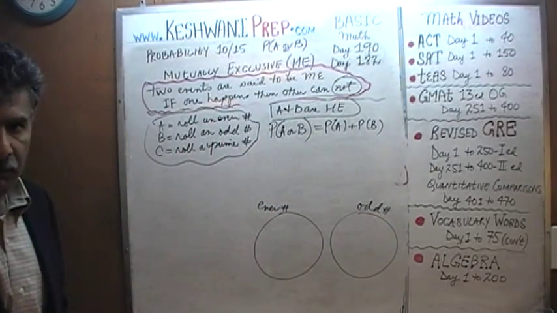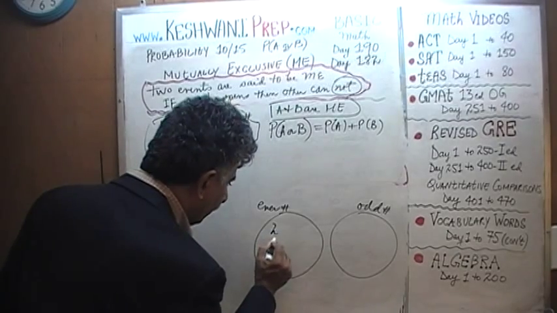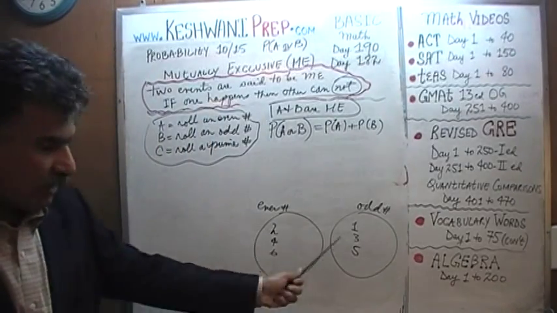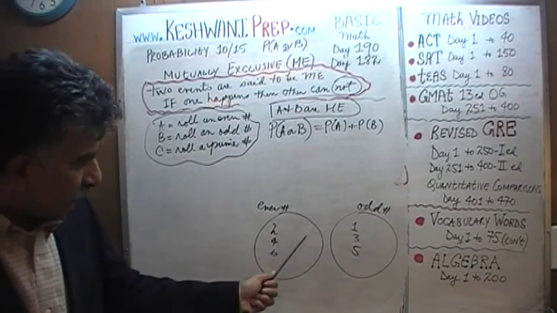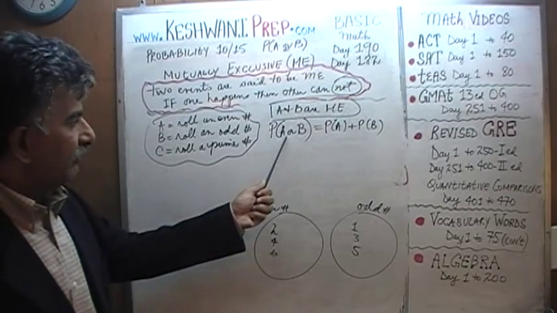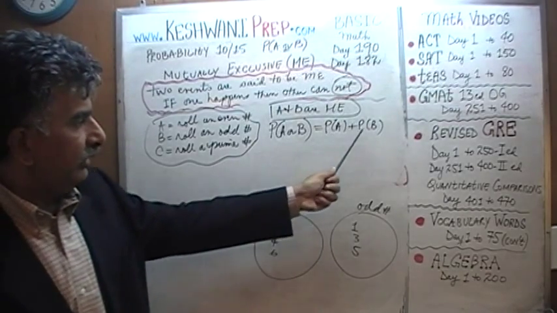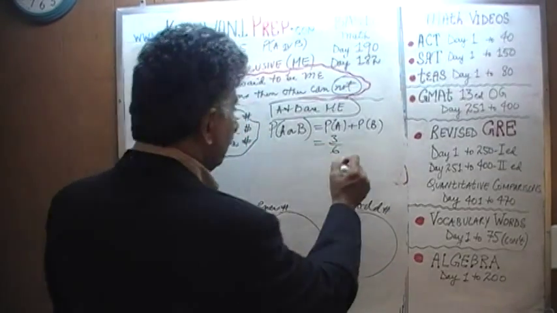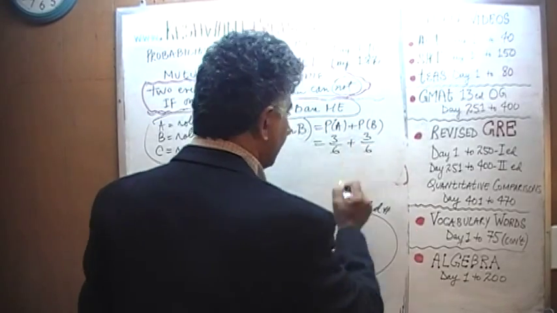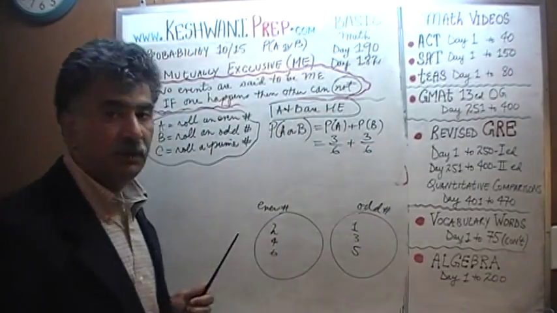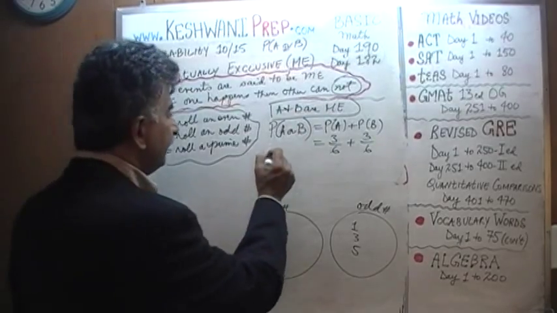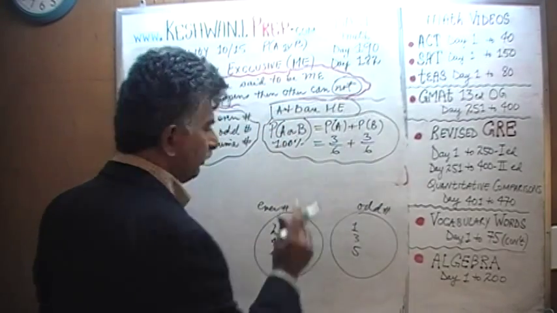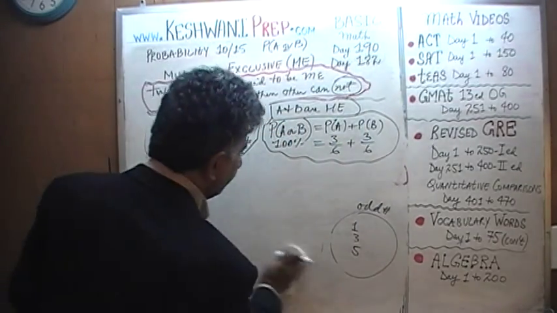What are the odds of even number happening? Well, there are three even numbers, 2, 4, 6. What are the odds of odd numbers? 1, 3, and 5. That's it. There is no overlapping area. There are no elements that belong to both. So the odds of A or B happening is simply the odds of A plus the odds of B. Odds of A is 3 out of 6 because there are 3 even numbers. Odds of B is 3 out of 6 because there are 3 odd numbers. And therefore, the probability that you will roll either A or B is simply 100%. So that's it. We're done with that part. Let's move on to something different.